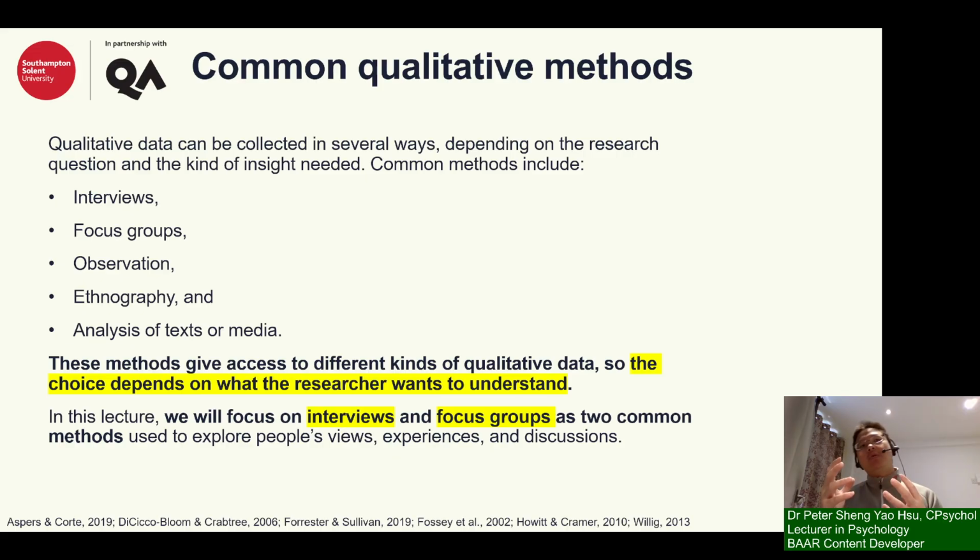Observation is another qualitative method. This involves watching or recording behavior or social interaction in a particular setting. For example, a researcher might observe how students use a study space, how people interact in a support group, or how staff and service users communicate in a professional setting.